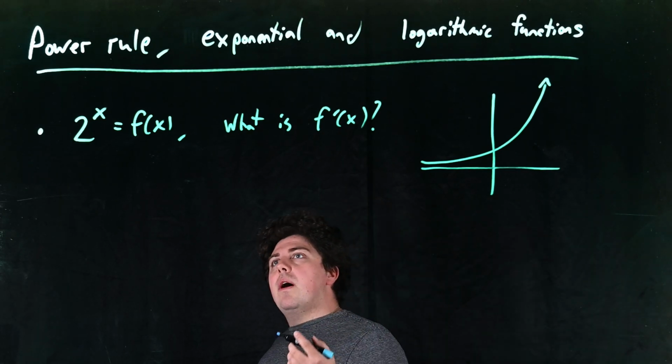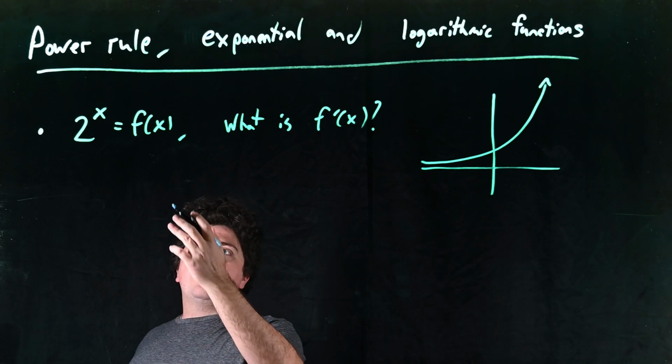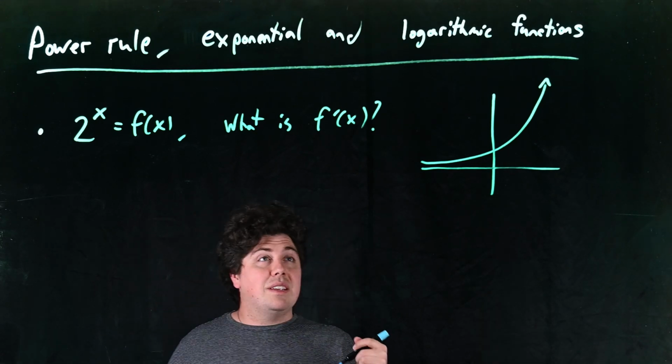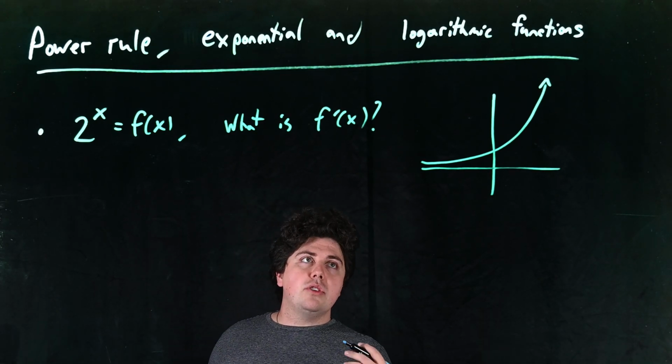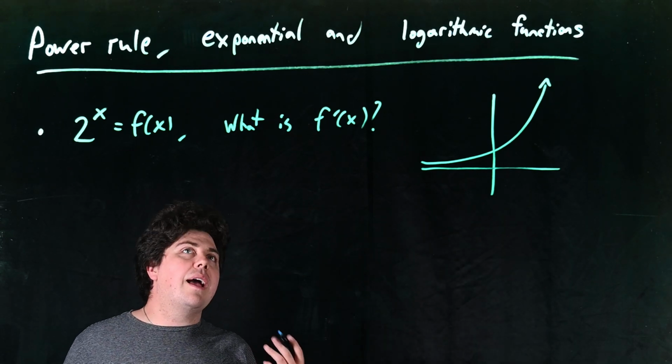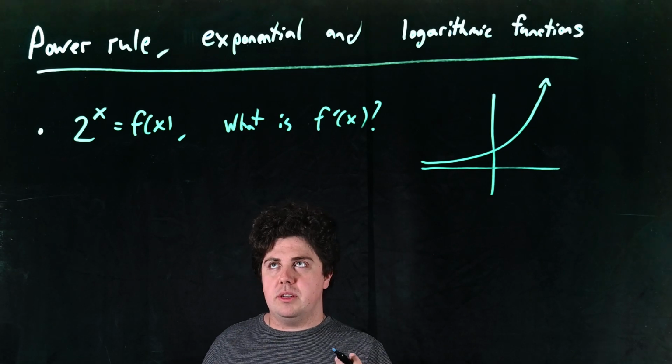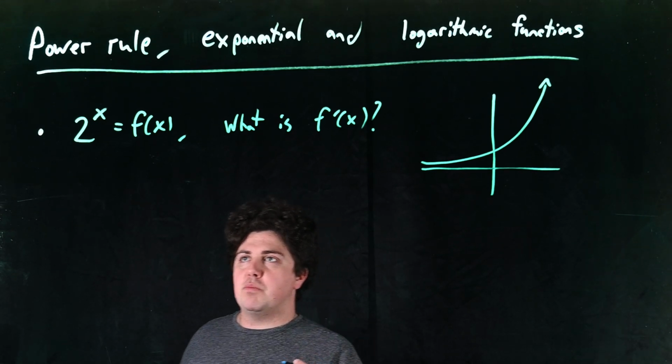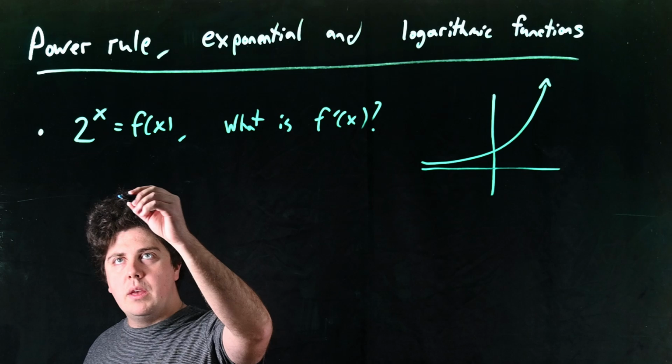So you might think, well, is this function, 2 to the x, also its own derivative? And the answer is no, but of course it's related enough to e to the x that it has to have some similar properties. So how similar are these properties? Well, let me tell you.